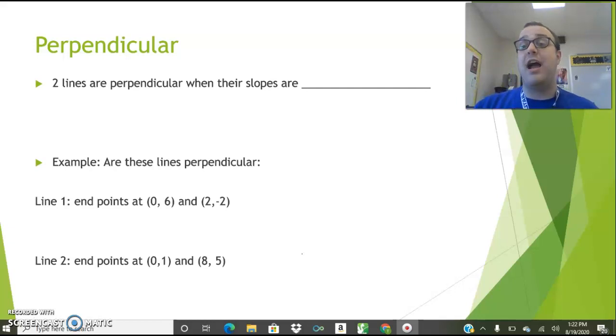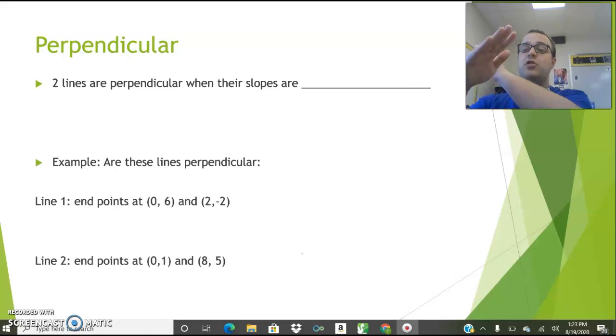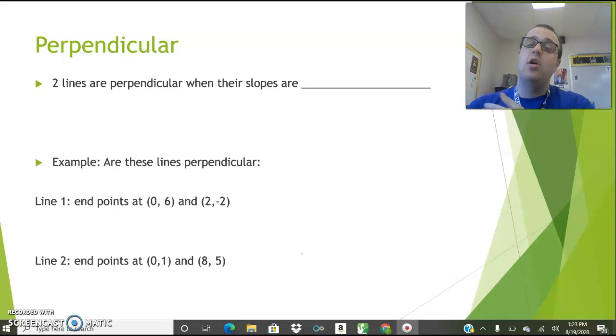With perpendicular, we're actually looking at something different. That means that your 2 lines come together and form a 90-degree angle. So what we need to do is find, how do I find when these 2 lines are going to have a 90-degree angle? Well, I could pull out and measure it every single time, but I'd rather find an algebraic, a mathematical way to do that, so I don't have to measure all the time.